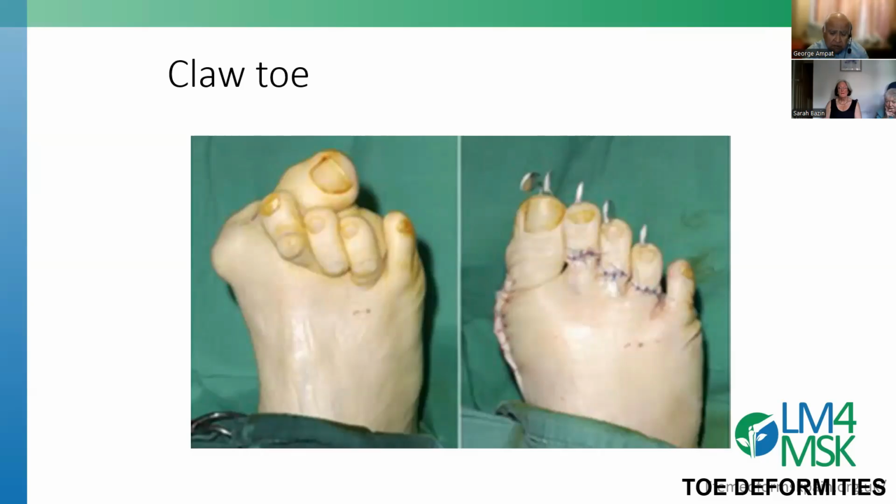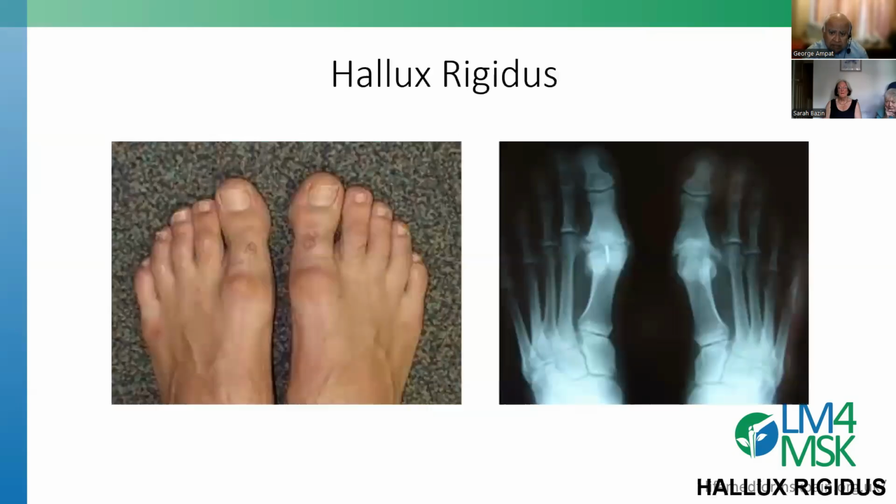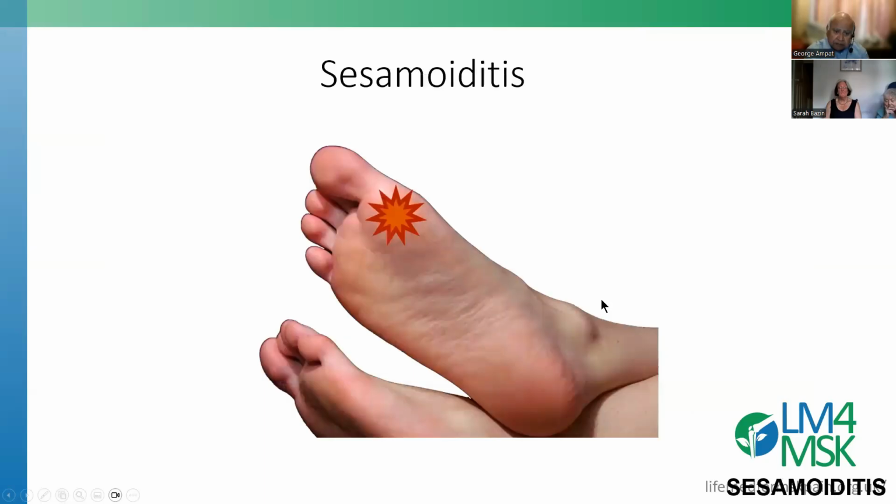The most important thing is avoidance and preventing this from reaching there. Hallux rigidus is where there is arthritis in the first metatarsophalangeal joint. It can happen with gout when there is arthritis, or otherwise can happen when there is, as you said, the shortened first metatarsal. You can have sesamoiditis.